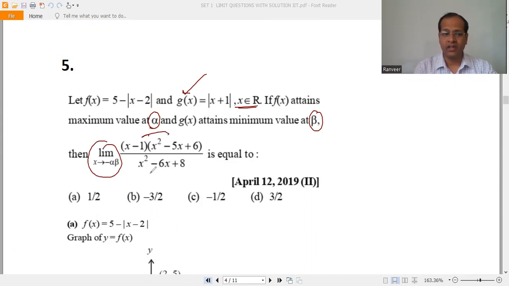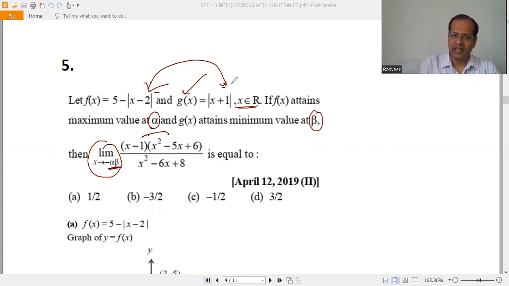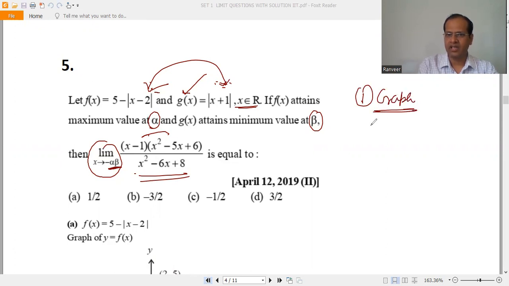Now, first of all, we have to find alpha and beta from these two by the graph. Once we get the proper graph, then we can easily tell what the minimum and maximum values are. Correct? Once we get that, after that, this is a very, very easy question. So the most important thing is, the first concept is you have to know how to draw the graph of the modulus function.